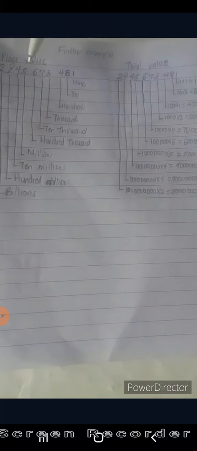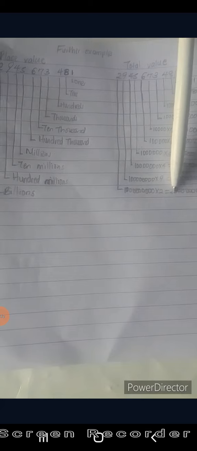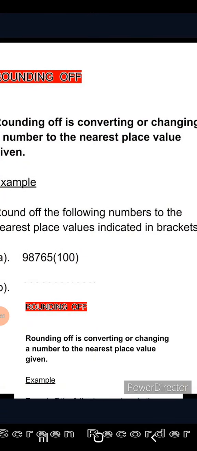10,000 times 6 is 600,000, and so on. Even here, 2 billion: just take a billion times 2, you get 2 billion. And that is now place value and total value. Understood? Let's move now to the next subtopic, that is rounding off.